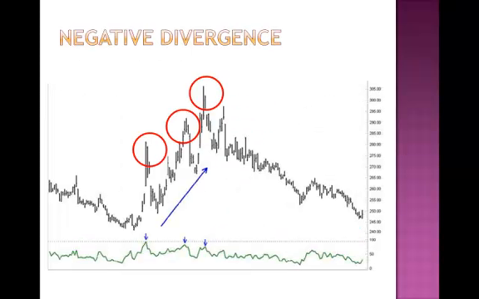A negative divergence occurs on this chart. The indicator fails to move upward as the prices make new highs. This type of movement signals a downtrend afterwards.